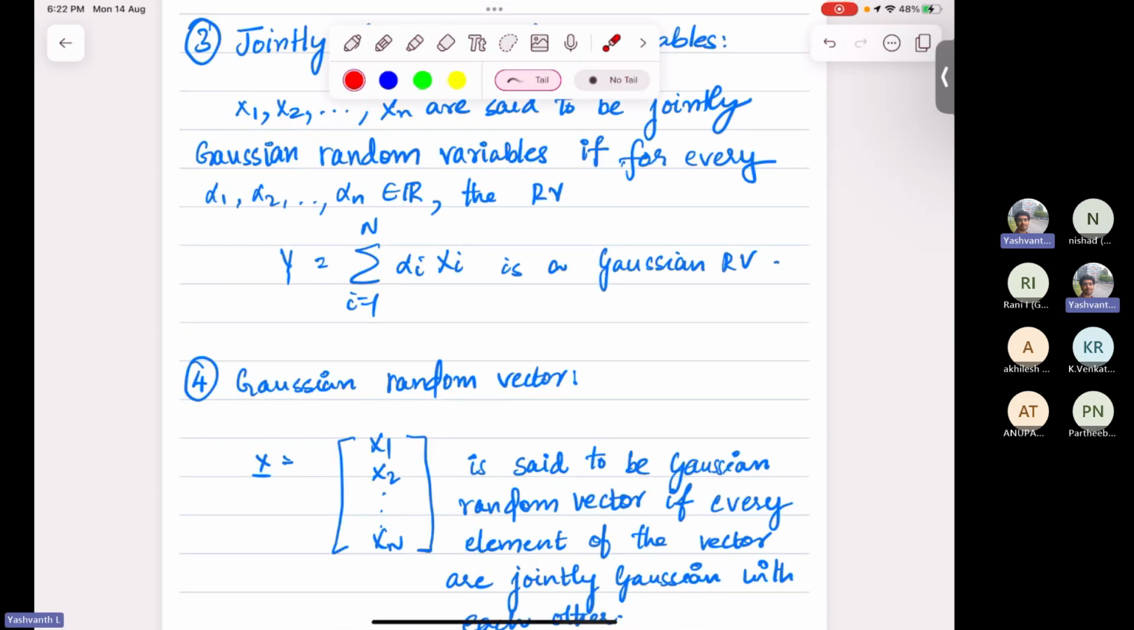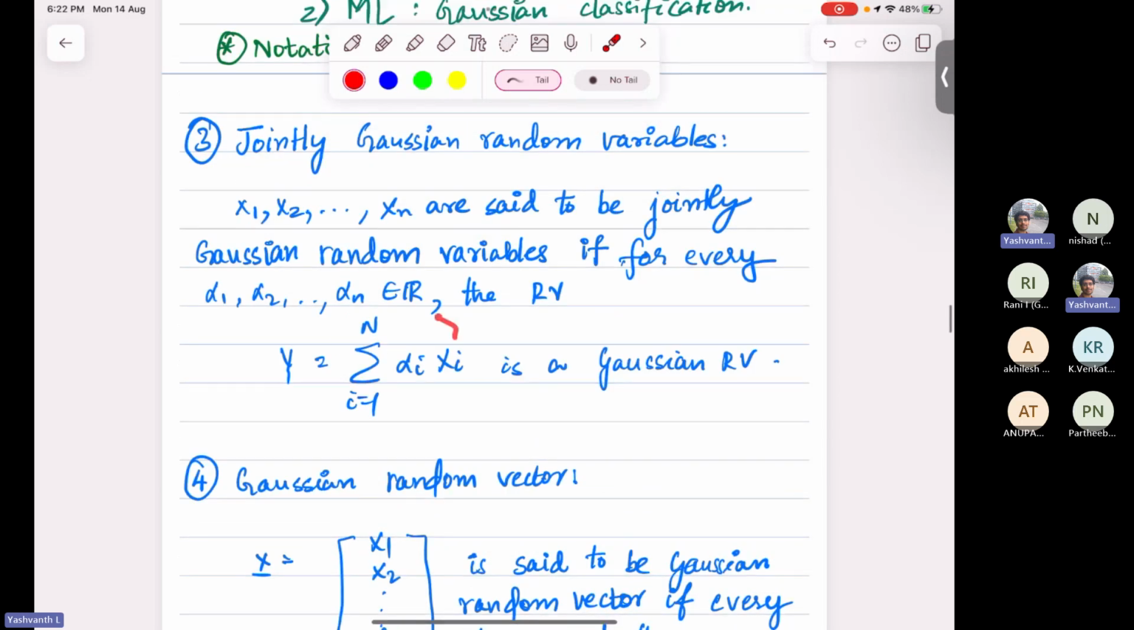So jointly Gaussian means you take any linear combination. The alpha can be any number in the real numbers. Any linear combination of the given random variables x1, x2, up to xn, the resultant should also be a Gaussian random variable. Then such random variables are said to constitute jointly Gaussian random variables.